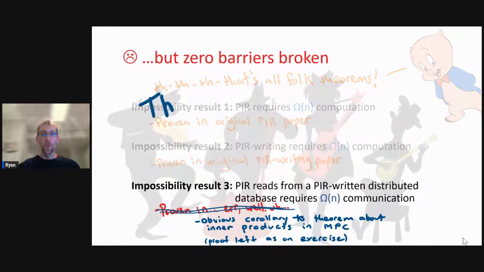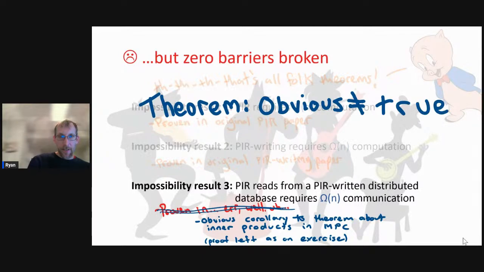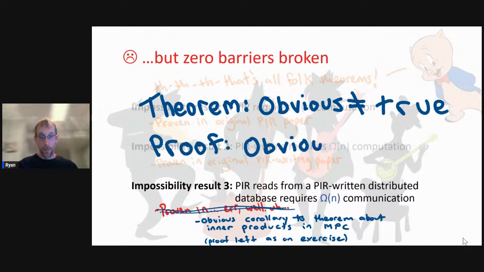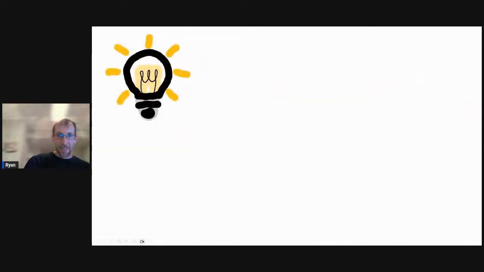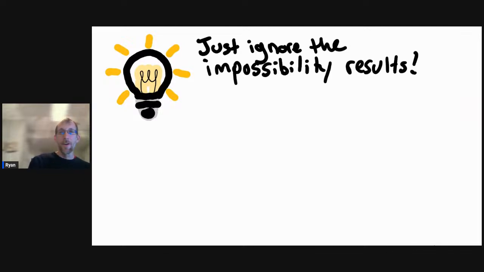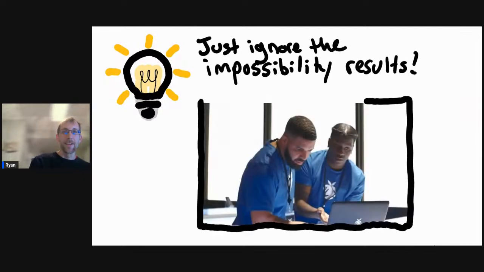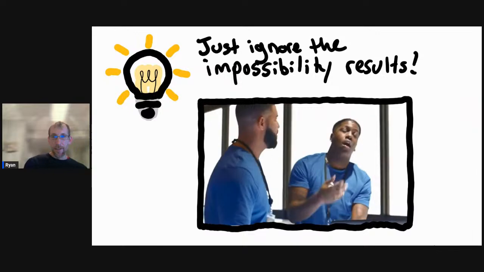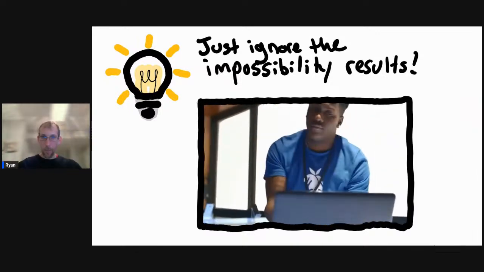I say here that this is obvious. Here's another theorem. Obvious does not actually mean true. And if you want a proof of that, well, I'm not going to give it to you. The proof is obvious, but it's true that obvious does not imply true. So my idea in a nutshell is to just ignore the impossibility result, pretend it's not there, and try to build a protocol that just works. And once you realize you can just ignore impossibility results, everything comes together very nicely.